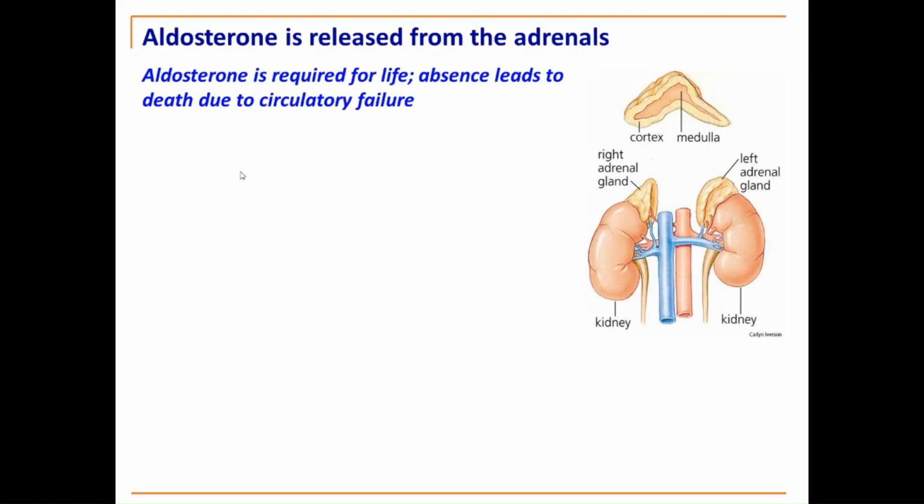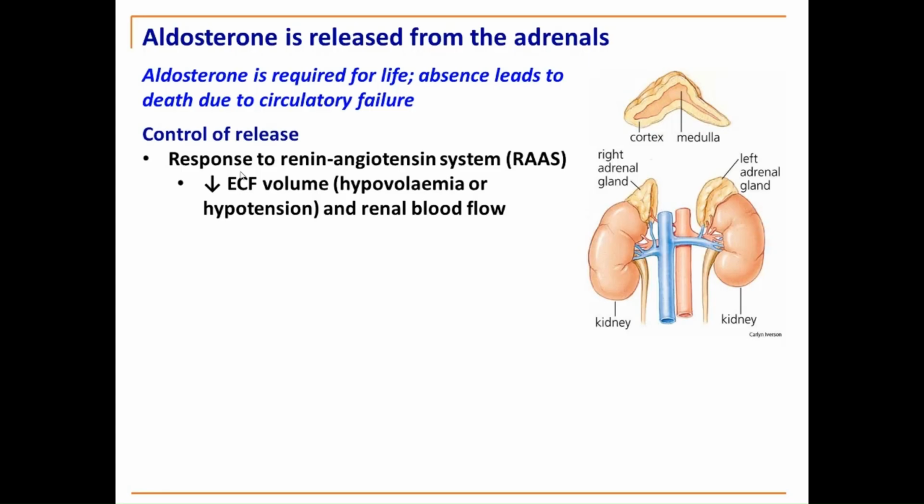So aldosterone is required for life. The absence leads to death due to circulatory failure. You can't maintain blood volume and blood pressure long-term without aldosterone. We've talked about its control of release, in response to the renin-angiotensin-aldosterone system, the RAS system. And therefore, what stimulates that? Well, hypovolemia or hypotension, leading to a reduction in renal blood flow, reduction in GFR, and therefore that's detected. And we get the release of renin. And it's also a direct release in response to high plasma potassium, as we've already talked about.